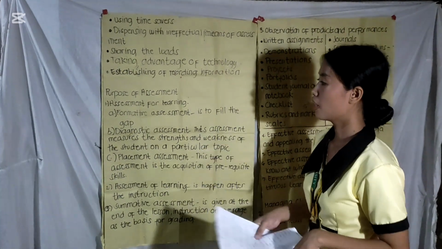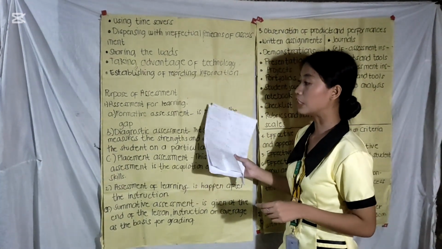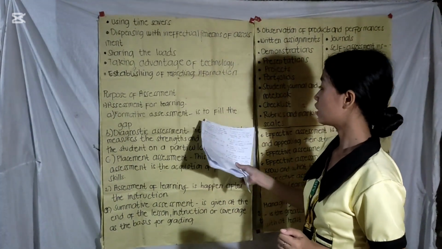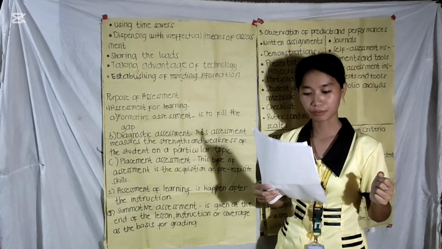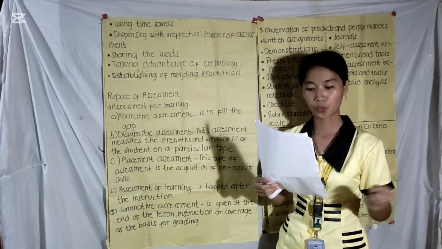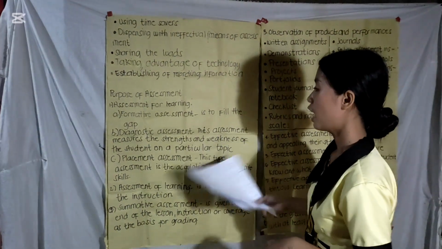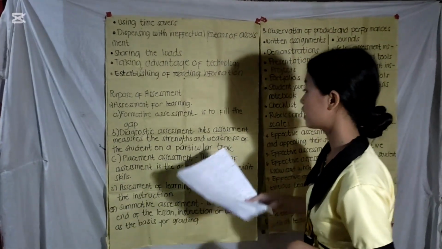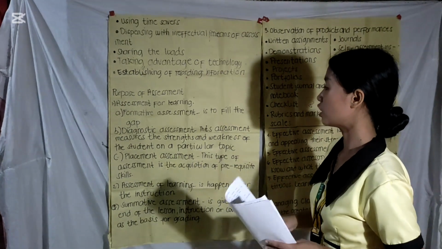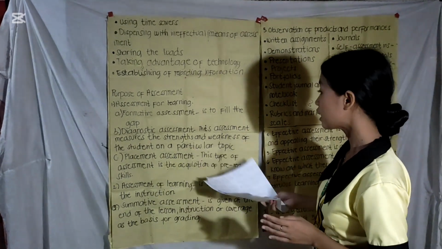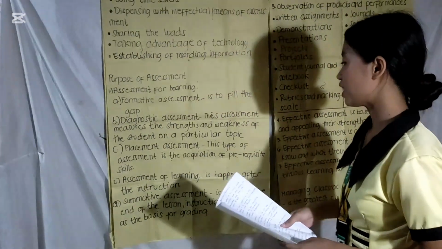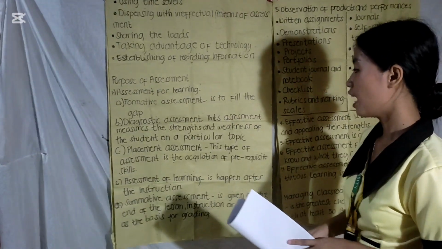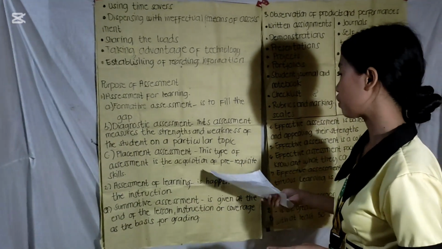Purpose of assessments. Number 1, assessment for learning. Letter A, formative assessment is to fill the gap. For example, oral recitation, quiz, and feedback. Diagnostic assessment. These assessments measure the strengths and weaknesses of the student on a particular topic. Placement assessment. This type of assessment is the application of prerequisite skills.